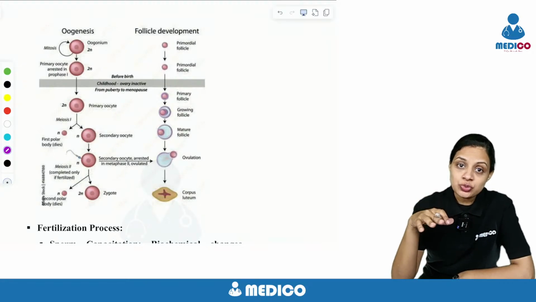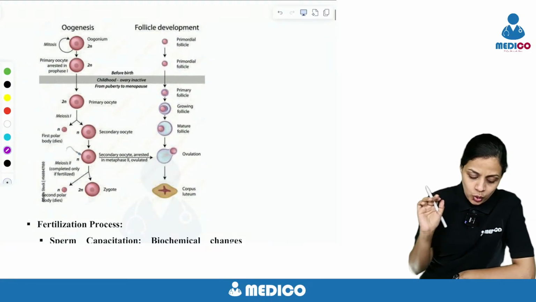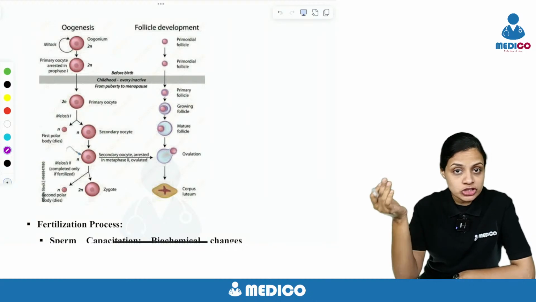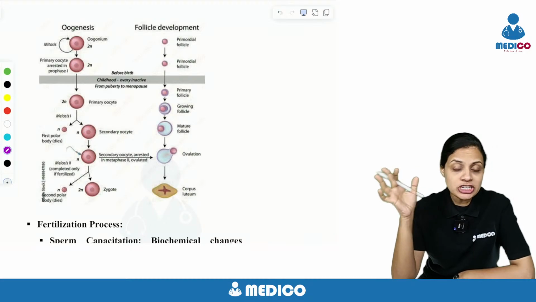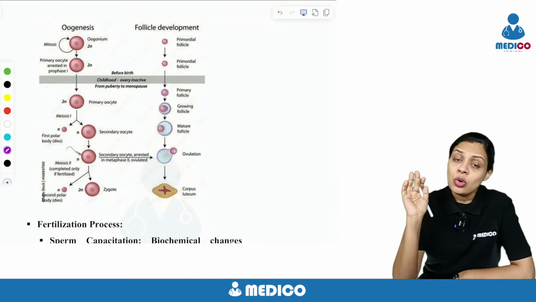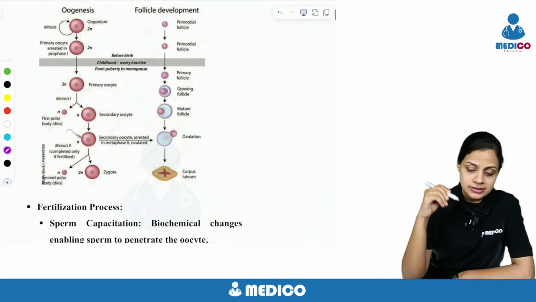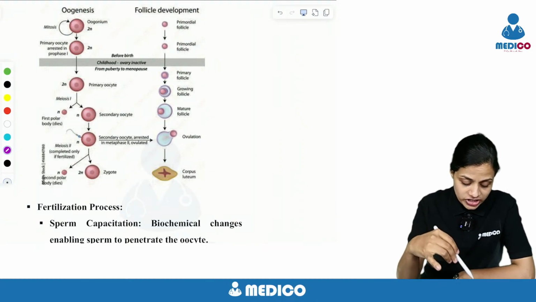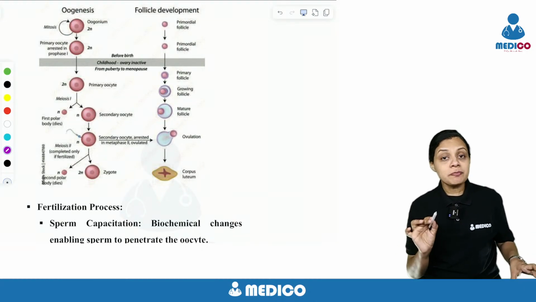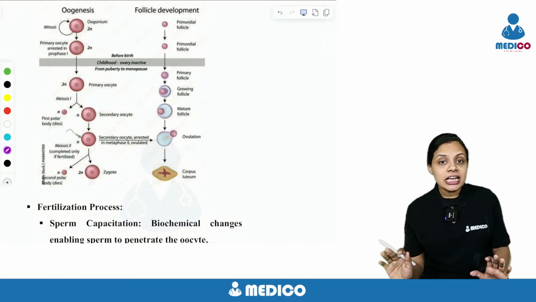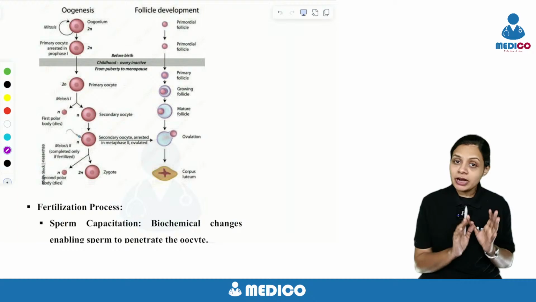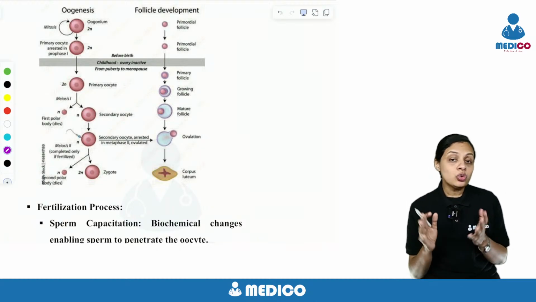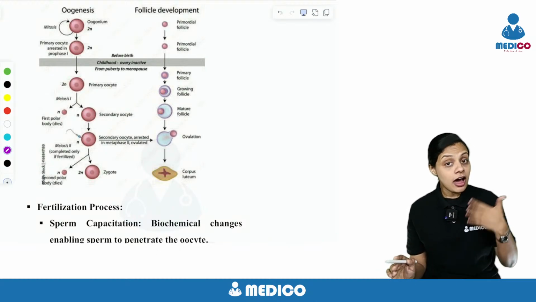So we'll start with oogenesis. Oogenesis, you know that it is the process of development of a mature ovum, and it begins by the 6 to 8 weeks of intrauterine life. What is happening in oogenesis? There is an oogonium which by mitosis forms a primary oocyte. By the time of birth, all the oogonia have already been converted into the primary oocyte. Remember that there are no more mitotic divisions happening after birth.